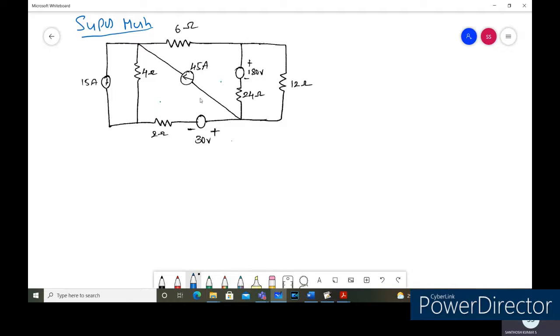So this current source is common between this mesh and this mesh. We are going to call this a super mesh, and we are going to apply the super mesh analysis, and we are going to denote it with the dotted lines. We'll see the procedure.